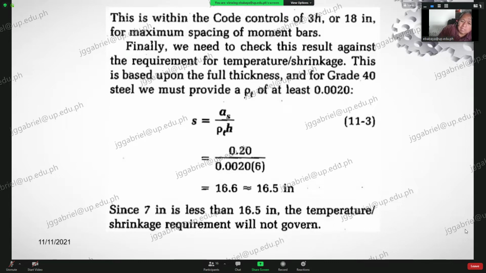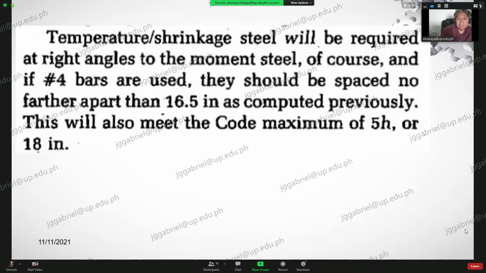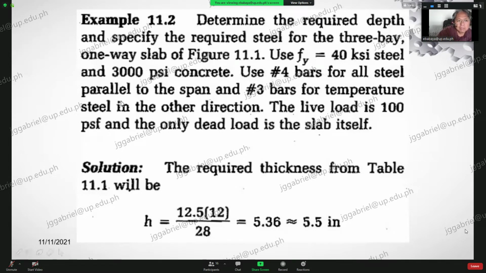Now, along the length, of course, you will also put temperature and shrinkage reinforcements. Ang gagamitin mo na yung na-compute mo, no? Okay, which is 16.5. Any question? Any question dun sa ano natin? Discuss natin. So, we will have to account for the moment reinforcement and then temperature and shrinkage reinforcement.